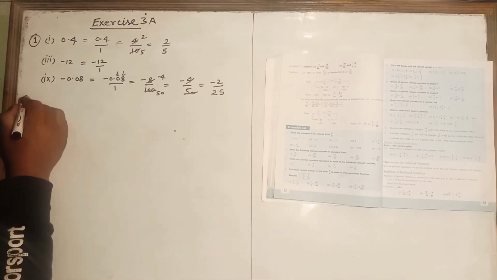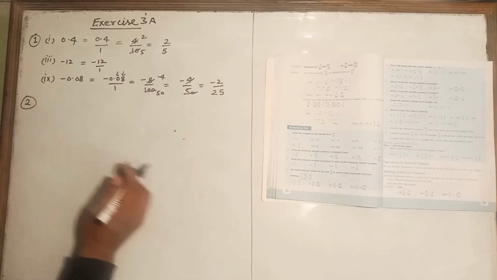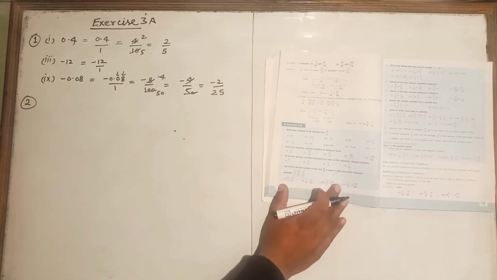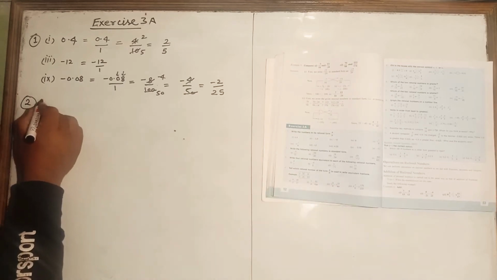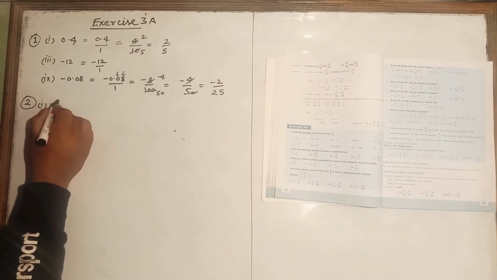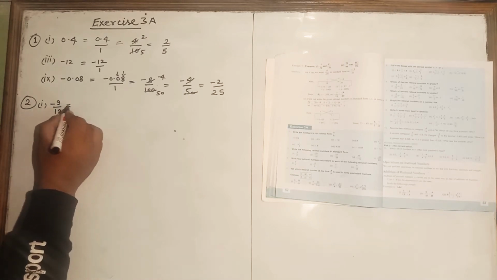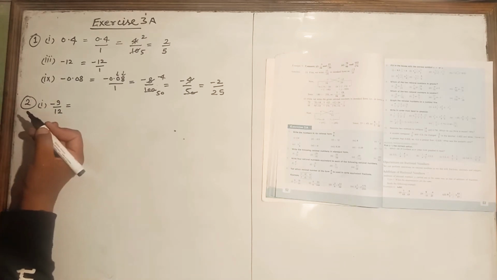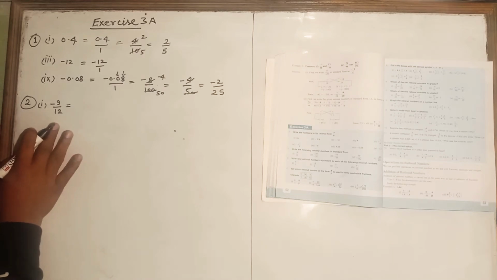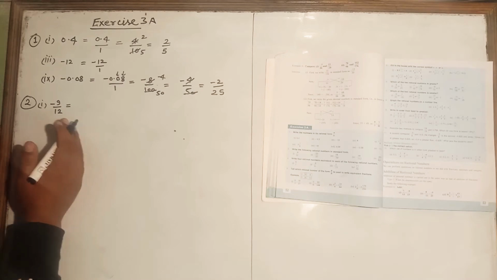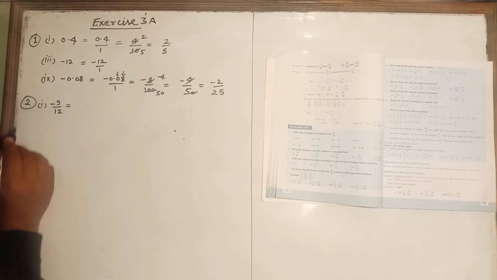Now come to question number second. It is write the following rational numbers in standard form. These rational numbers you have to write in standard form. First part is minus 9 upon 12. So what will be the standard form? That will be the simplest form. Means whatever the simplest form of this rational number will be, that will be the standard form. So both are divisible with 3.